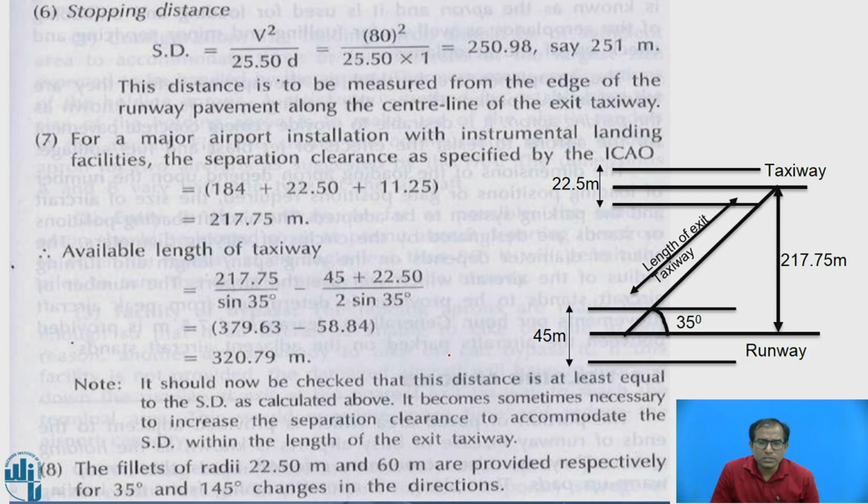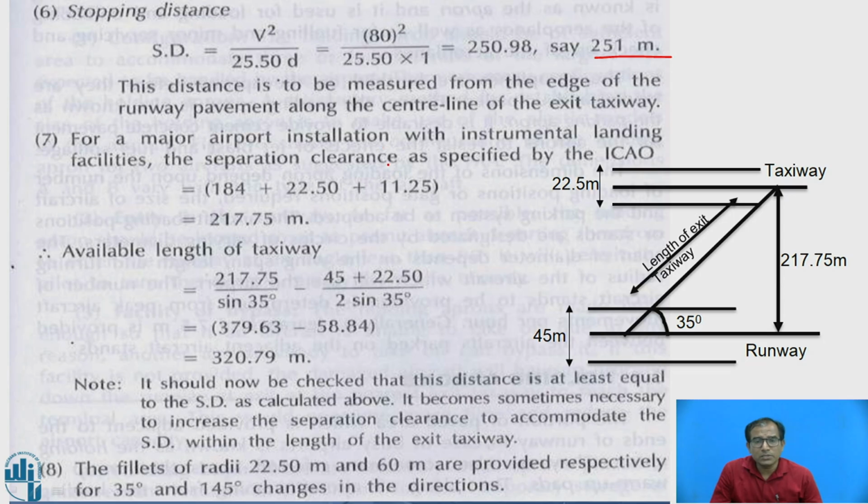Now we have to check that proper stopping sight distance is available from the runway to the taxiway, so both vehicles must be visible. Sight distance is given by V square by 25.5 into a, where the deceleration a is taken as 1 meter per second square. With that we have got 251 meters. So see that the length of the taxiway which you are calculating should be more than 251 meters.